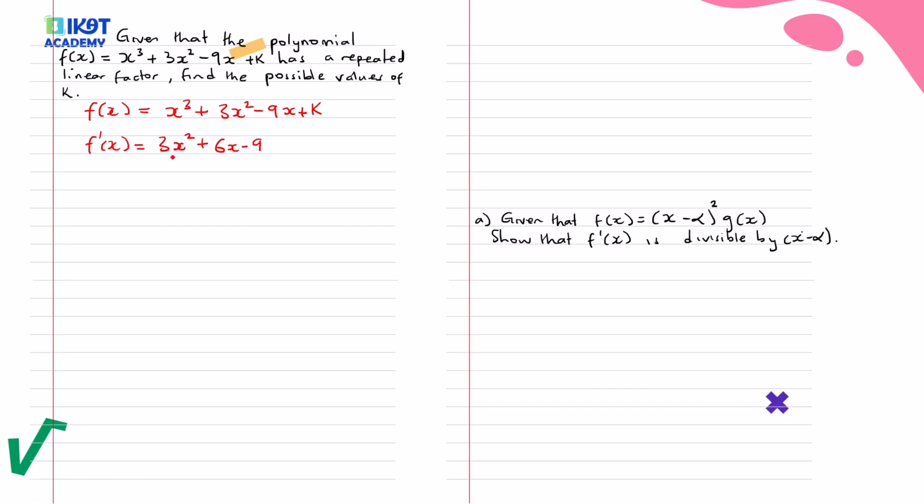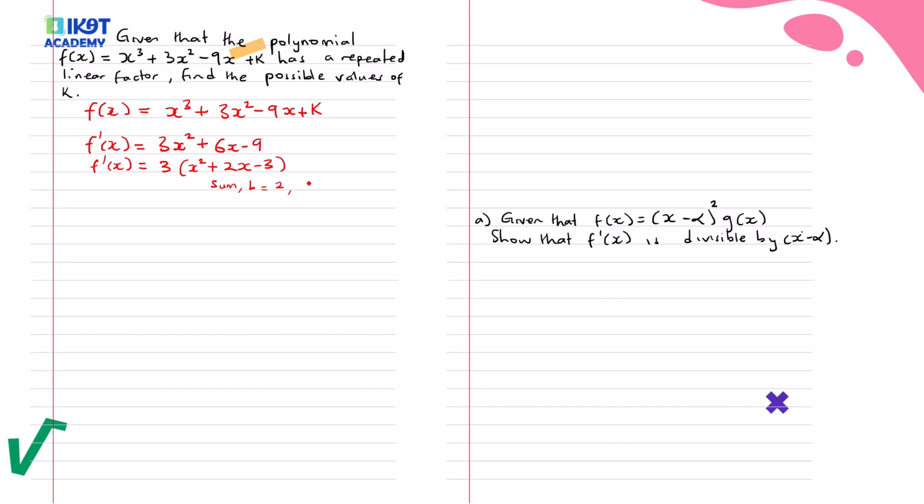Okay, so now we have this. I want us to factorize it. So it's a factorization. I want us to take out the 3, giving x² + 2x - 3. So now we're going to factorize this. So what is the sum?